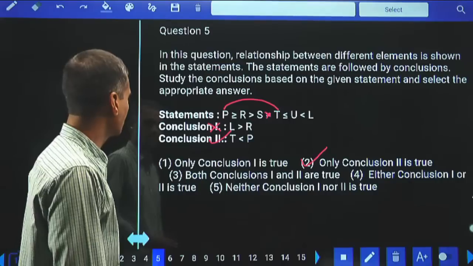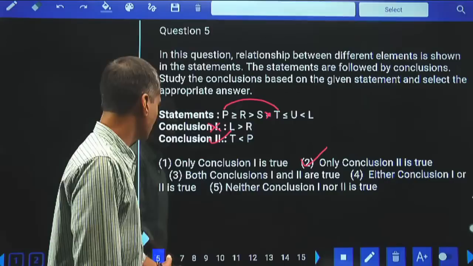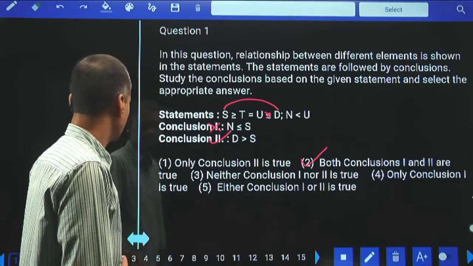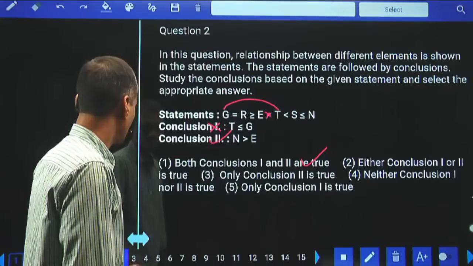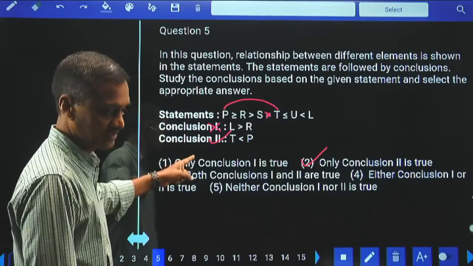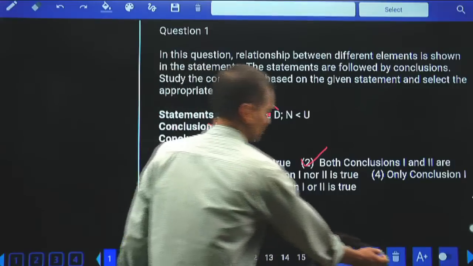Then coming to question number 2. Now in this question number 2 here, first we had discussed about question number 5 it seems, isn't it? Now this is question number 5. Question number 5, 2 is the answer. Now we are checking about question number 1.